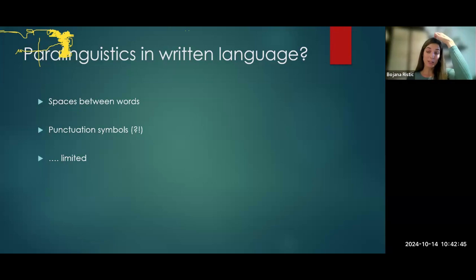In some other languages, for example, some of you are speakers of Spanish. In Spanish, they mark the part of the sentence which is the question, right? So you have at the beginning of the phrase, at the end of the phrase, you have a question mark to better determine what part is actually a question. But as you see, this is very limited in comparison with what we have in spoken language.